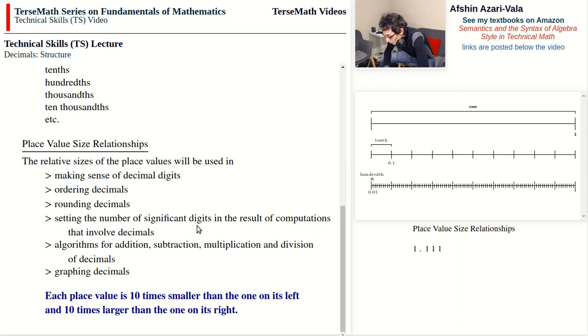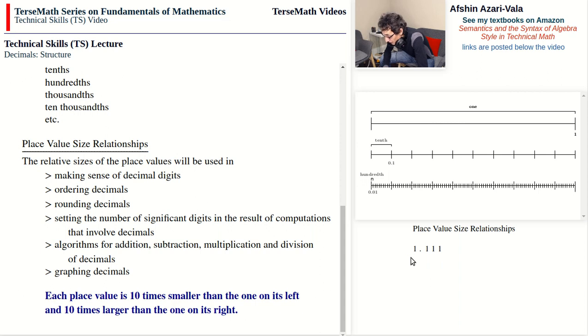And this explains the point I was trying to make, that if you understand place value size relationships, it explains why, let's say in your science courses, in your chemistry or physics courses, they usually say round the result to somewhere between 3 to 5 significant digits. I know I haven't talked about significant digits yet, but for now, very loosely, you can think of them as being the digits that you have when you measure something.